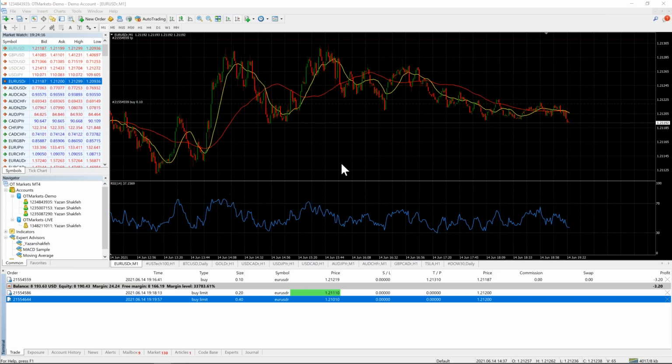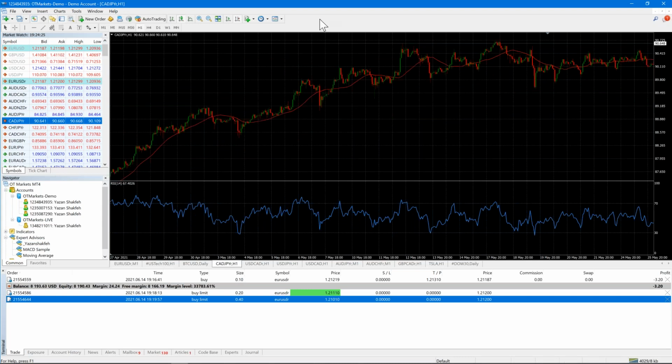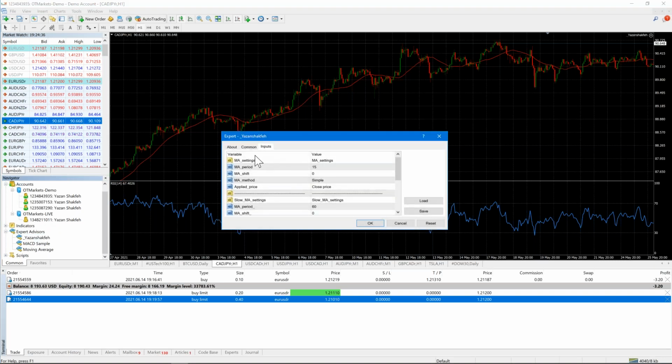I will explain to you how to add it. So let's see now. I will add it to the Canadian dollar Japanese. Okay. So when you have it, which is here, it's called Yazan Shakfi, you just drag and drop. Okay, so here you have the values. Here the MA period, which is 15. I put the first one 15 and the second one here 60. You can see. Okay, and here the multiplier, which is like always take double the positions, and the start lot.